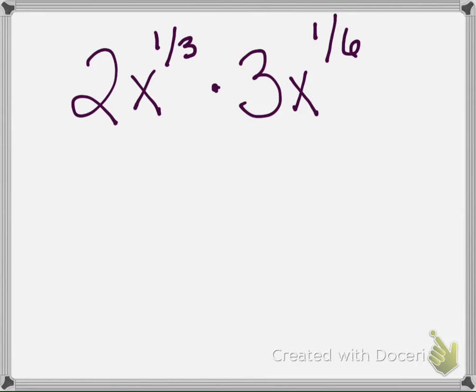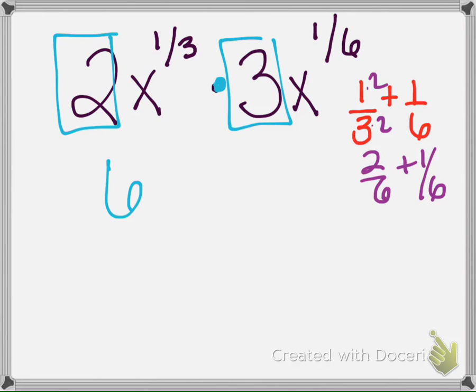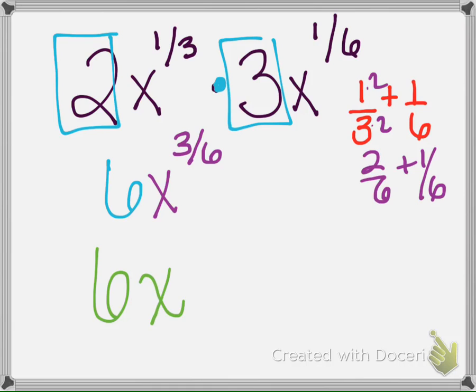Okay, here we are multiplying. So our rule when we're multiplying, we're going to multiply the 2 and the 3, the coefficients, just like normal. And then our rule is to add the exponents. So 1/3 plus 1/6 is 3/6. Well, 3/6 simplifies to 1/2. So we have 6 and then x to the 1/2.